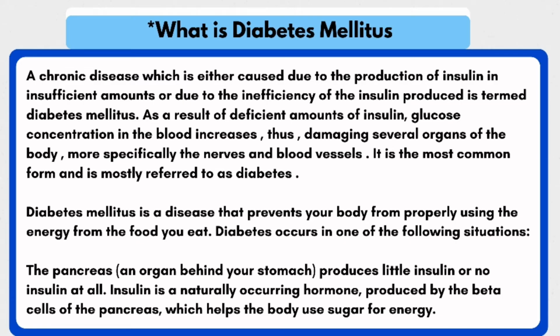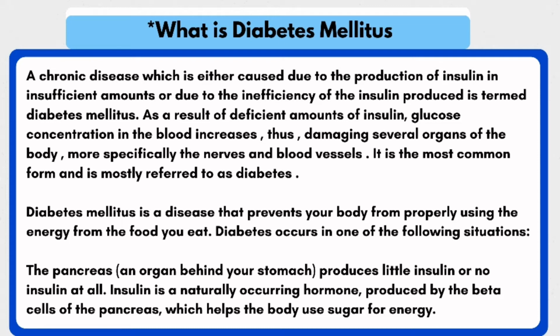A chronic disease which is either caused due to the production of insulin in insufficient amounts or due to the inefficiency of the insulin produced is termed diabetes mellitus. As a result of deficient amounts of insulin, glucose concentration in the blood increases, thus damaging several organs of the body, more specifically the nerves and blood vessels. It is the most common form and is mostly referred to as diabetes.